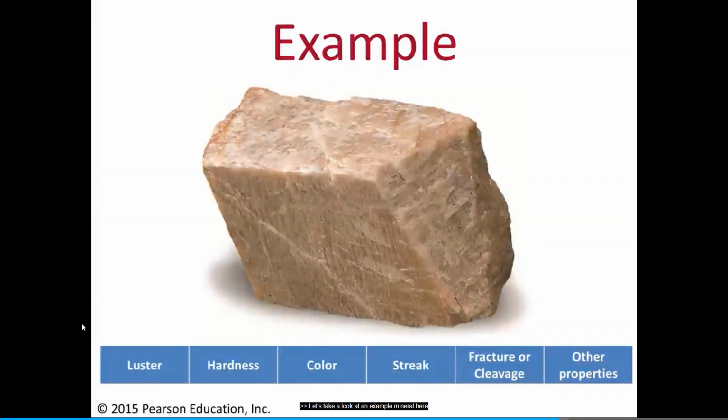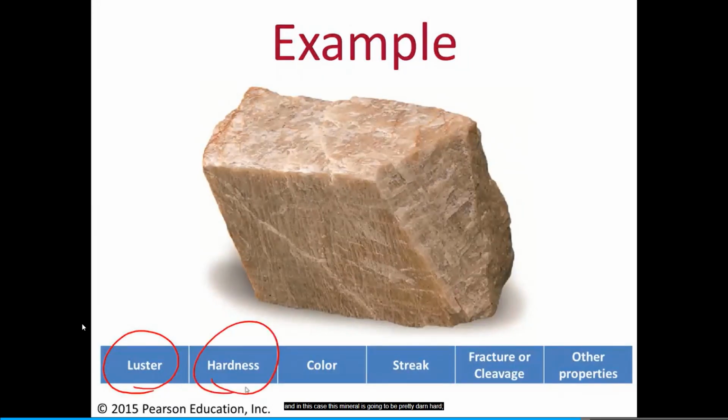Let's take a look at an example mineral here and pretend we're keying it out just like we would if we were in lab. The first thing we need to do is take a look at its luster. And this has a non-metallic luster. So we can go in our lab manual to the flow chart that basically says non-metallic minerals, and it's relatively light in color. The next thing we would do is test its hardness.